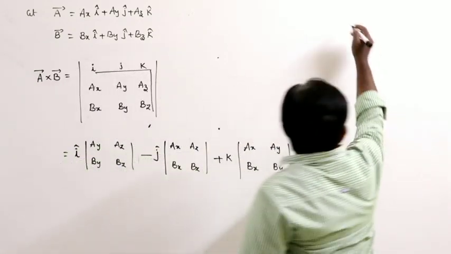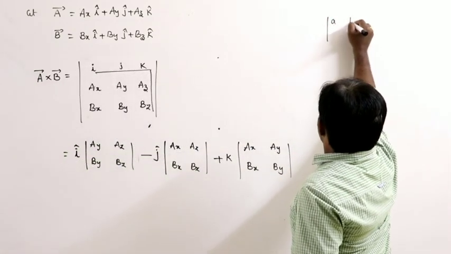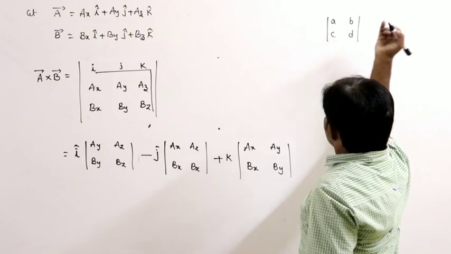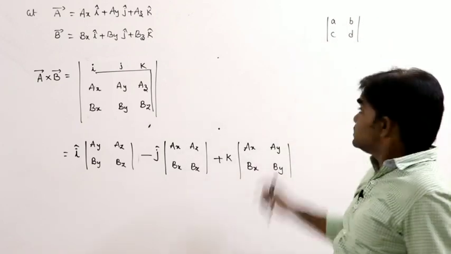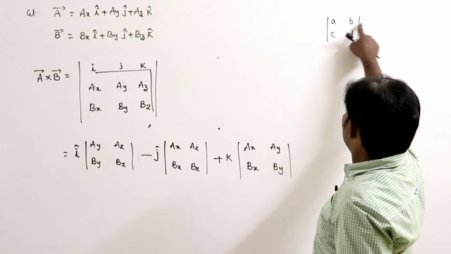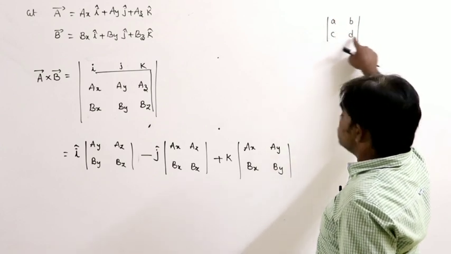And the determinant of, let us say, A, B, C, D. So it is a 2 by 2 matrix. This is called 2 by 2. That means 2, this is 1 row, 2 row.